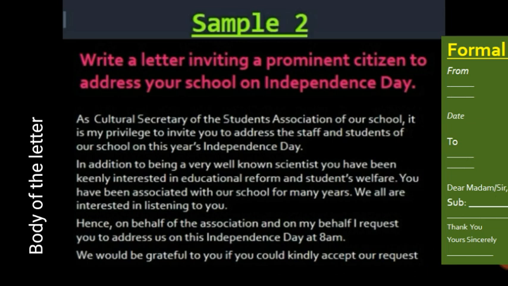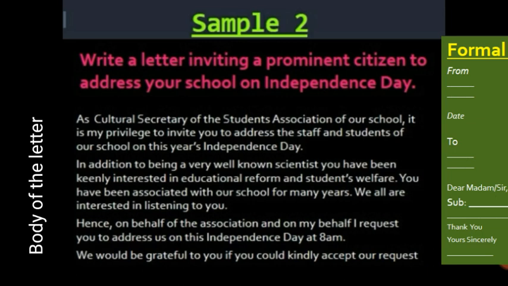Below that you have to write the name of the school, then the name of the place. And below that you have to write the date, right? And below that the to address. To address to which person you are writing. So maybe like Dr. Patil and his address. And then we have to write the body of the letter. Here I have given an example.